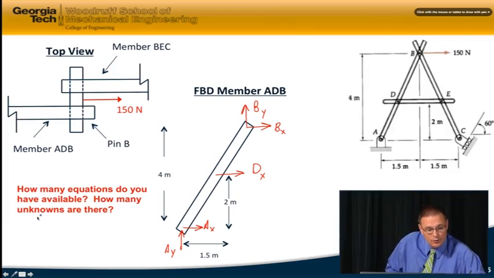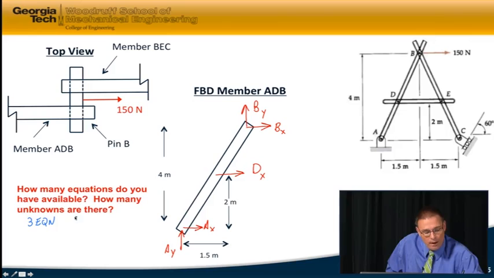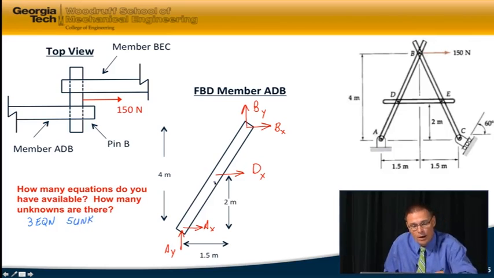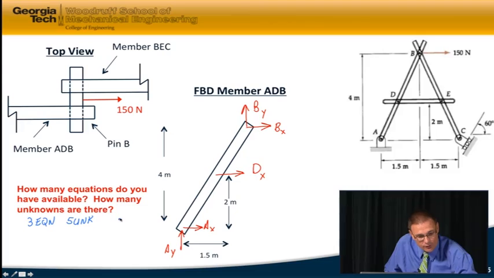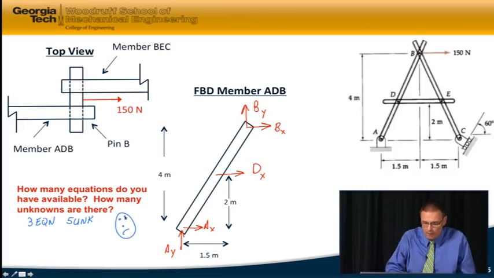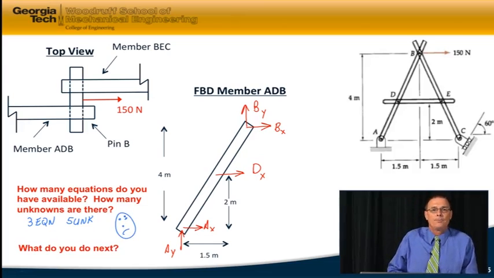What you should say is, okay, there are three independent equations of equilibrium, and we have five unknowns: AX, AY, BX, BY, and DX. And so that kind of gives us a sad face here because we can't solve the problem yet. So the question becomes, what do you do next?